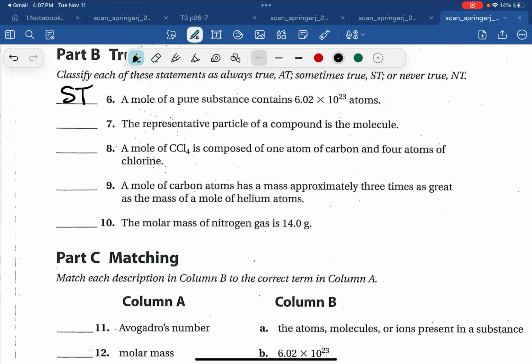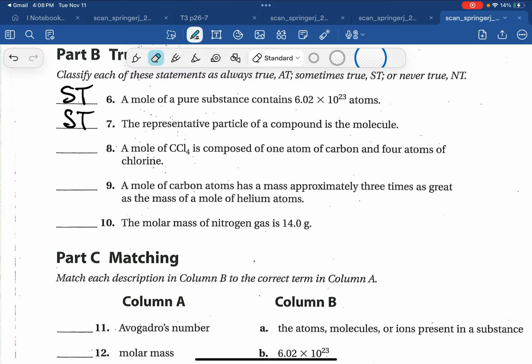Number 7, the representative particle of a compound is the molecule. That's sometimes true. If it's a molecular compound, yes, but if it's an ionic compound, then those are called formula units. So it's not always molecules. Sometimes it's formula units. So it's sometimes true.